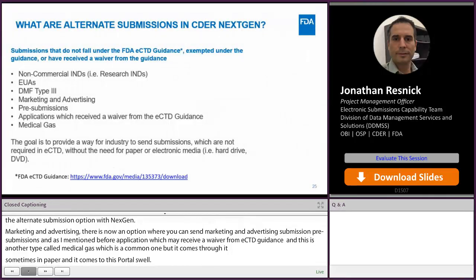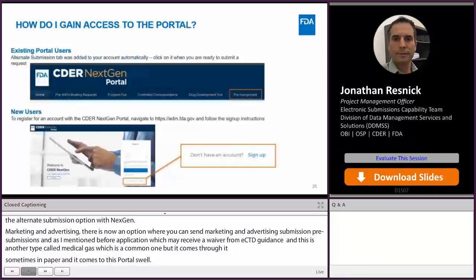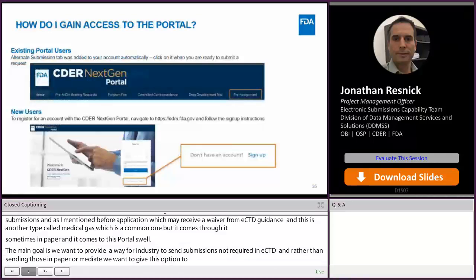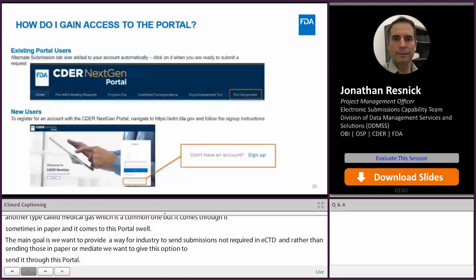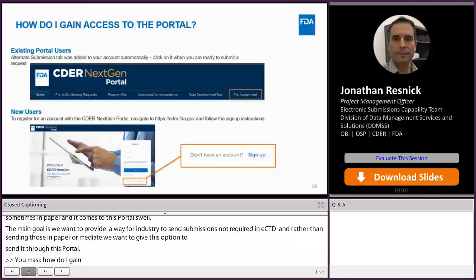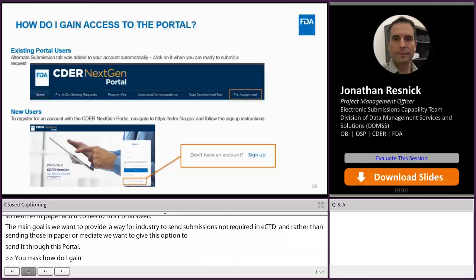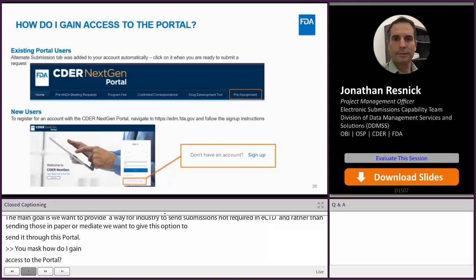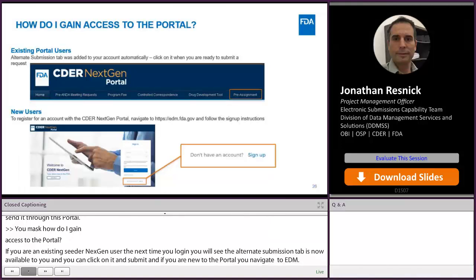So you might ask, how do I gain access to the portal, to this feature within the portal? Well, if you're an existing CDER NextGen user, next time you log in, you'll just see that this alternate submission tab is now available to you, and you can click on it and submit. If you are new to the portal, you just navigate to edm.fda.gov. The address is here on this slide, and there's a nice easy registration step. You can do it all in a short amount of time.